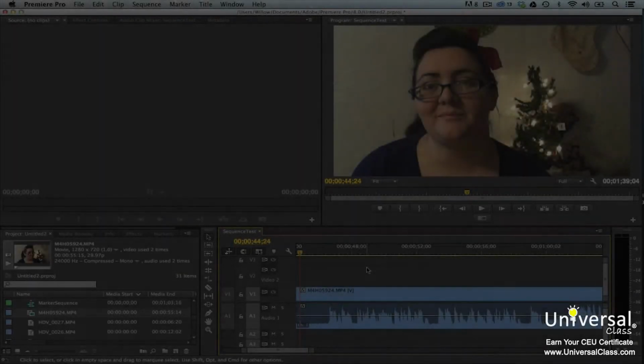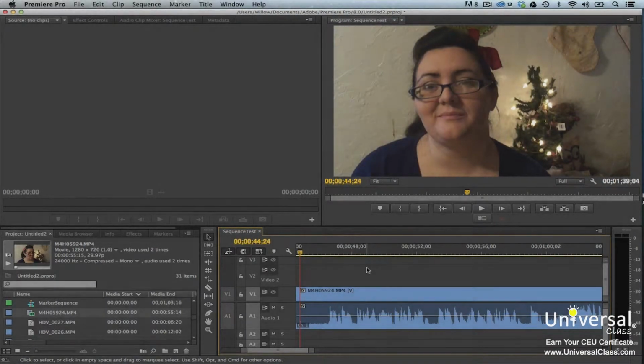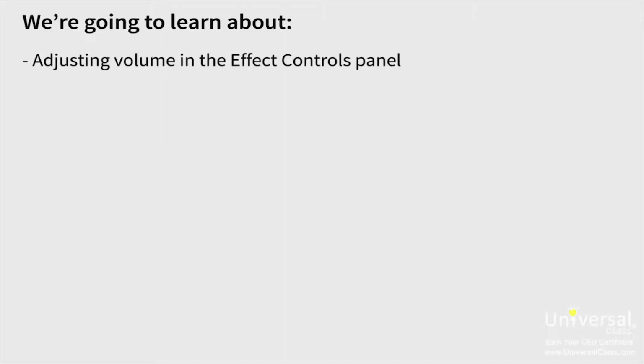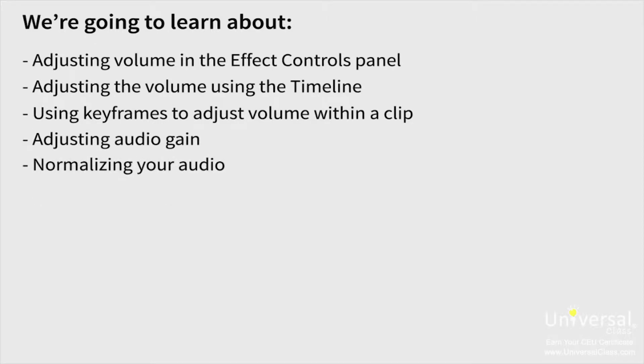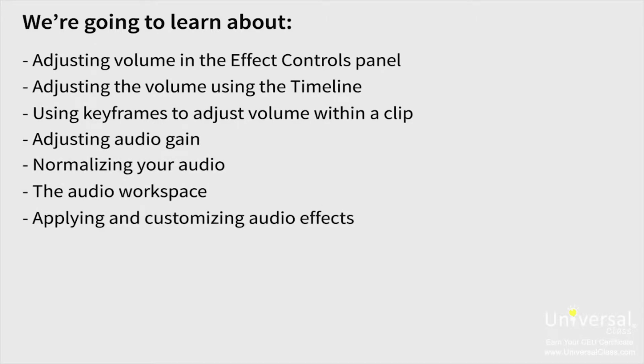It seems like we've talked about video clips and tracks for most of this course. Although we've touched on audio at different times, the focus has been video. The good news is that this lesson will change that. For this lesson, we're going to focus solely on audio. We're going to learn about adjusting volume in the Effect Controls panel, adjusting the volume using the timeline, using keyframes to adjust volume within a clip, adjusting audio gain, normalizing your audio, the audio workspace, and applying and customizing audio effects.